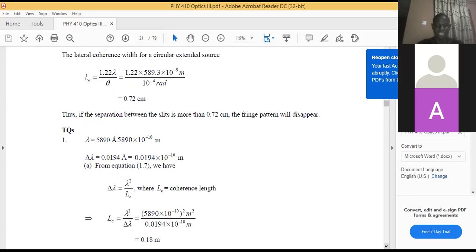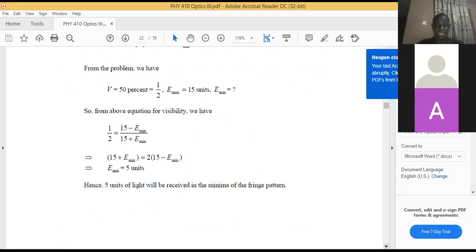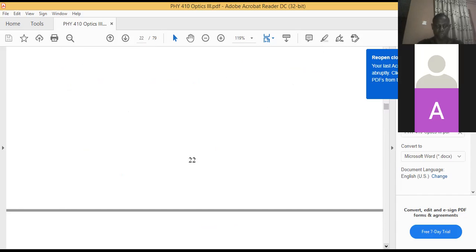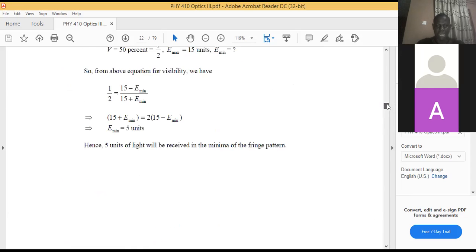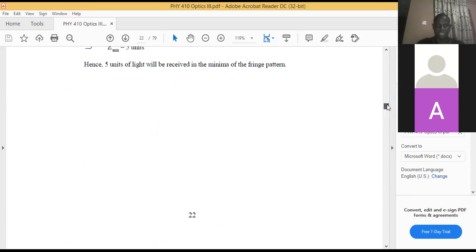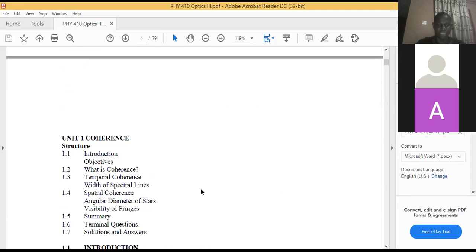So you can see that Unit 1 stops at page 22, and the topic there is coherence. Can you see it here? Unit 1, coherence. So I will stop sharing now.